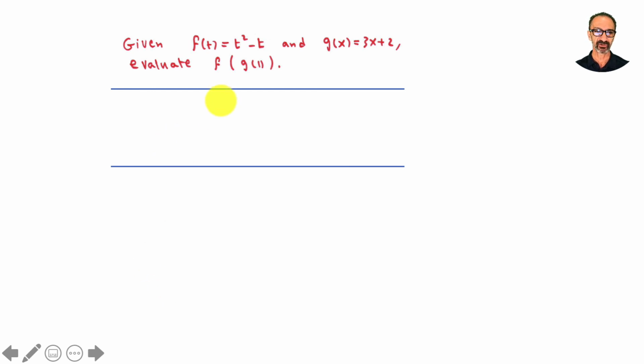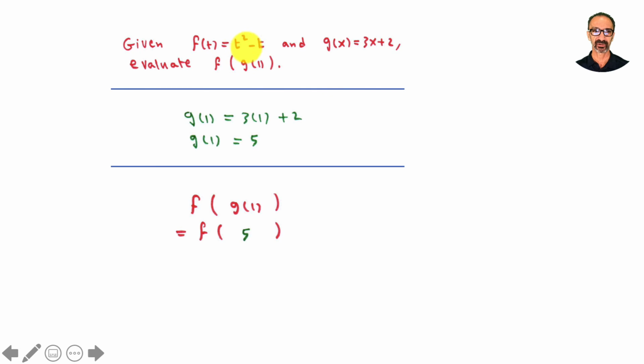Given the function f of t equals t squared minus t and g of t equals 3t plus 2, evaluate f of g of 1. We're going to take 1 right here. Once we're done, that will be the input for the new function f. g of 1 equals 3 times 1 plus 2, which is 5. Now I have f of 5. Take 5 here, square it, subtract 5, and that should do it. 20.